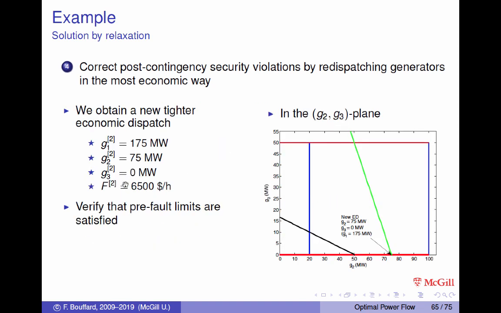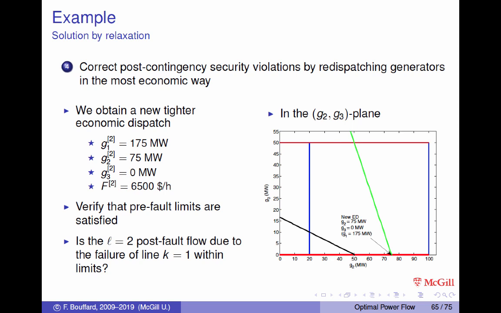And clearly here we see that we have increased our cost of generation. Now, verify that there's a statement saying verify that pre-fault limits are satisfied. They will have to be, because we know that pre-fault limits were over here, and we know that this is more demanding than this operating point over here.